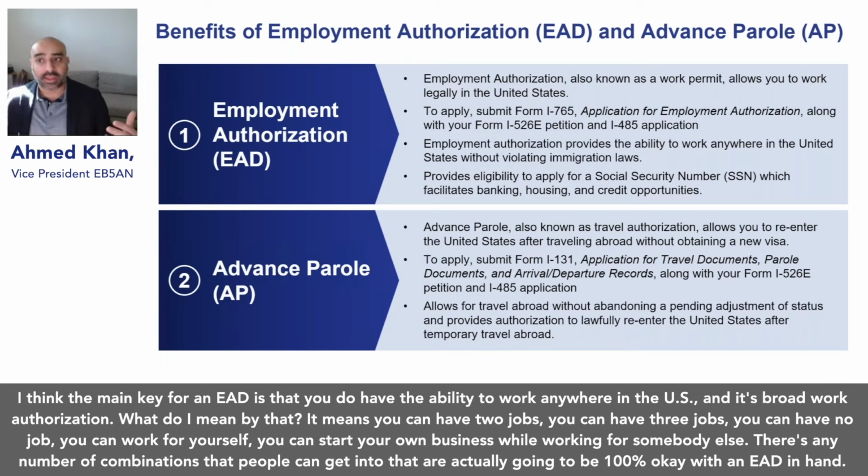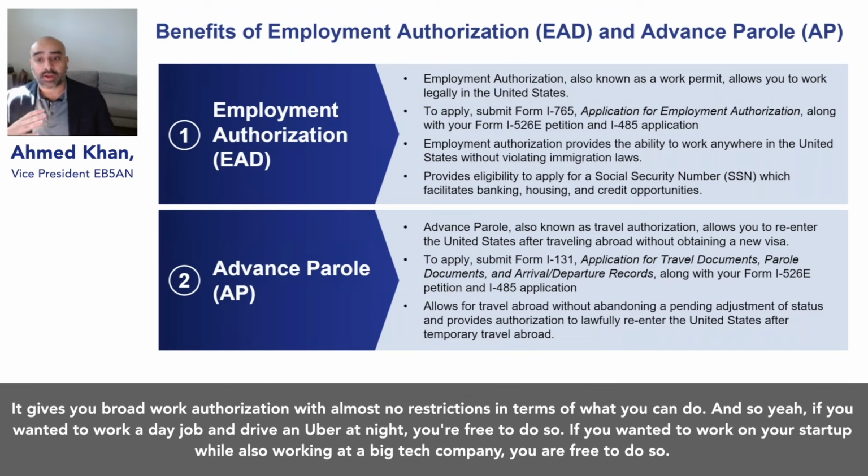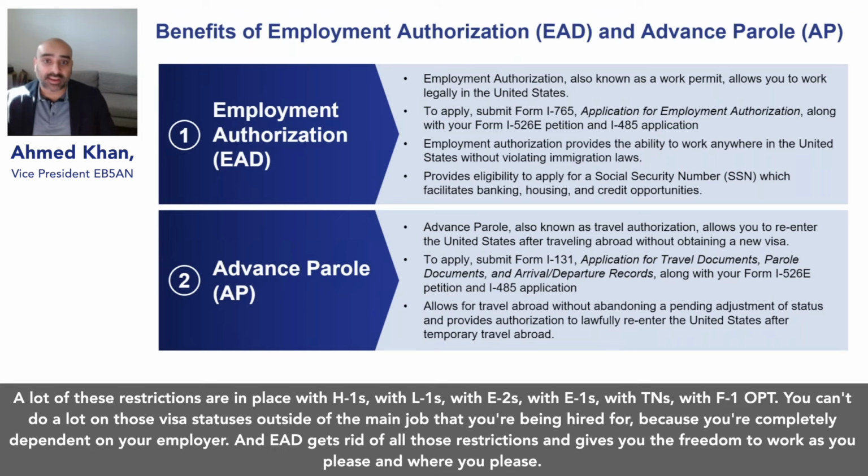What do I mean by that? It means you can have 2 jobs, you can have 3 jobs, you can have no job, you can work for yourself, you can start your own business while working for somebody else. There's any number of combinations that people can get into that are actually going to be 100% okay with an EAD in hand. It gives you broad work authorization with almost no restrictions in terms of what you can do. And so, yeah, if you wanted to work a day job and drive an Uber at night, you're free to do so. If you wanted to work on your startup while also working at a big tech company, you are free to do so.